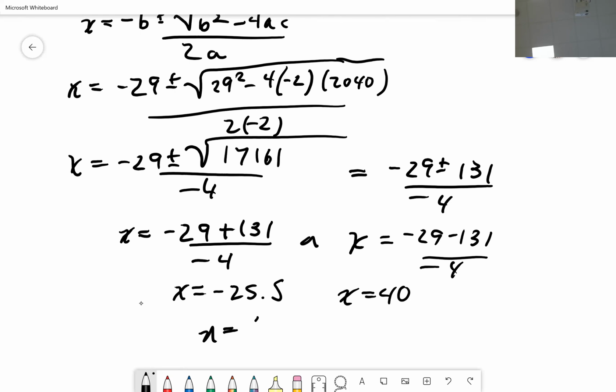So the amount of terms is 40. It doesn't matter if you get the answer wrong. I got negative 25.5. I got so close. But you see that you have the skills to do this. You just have to do it. You just need to be careful.